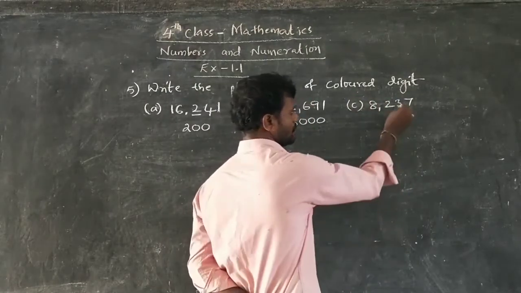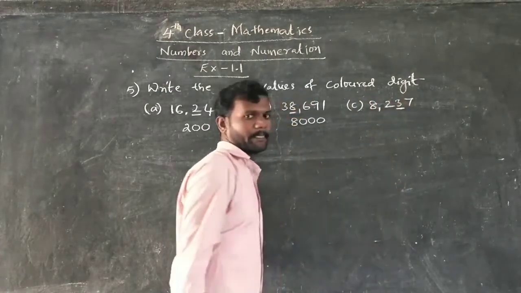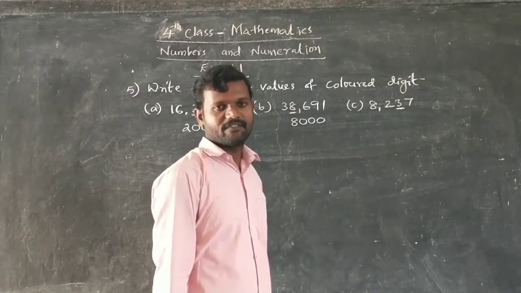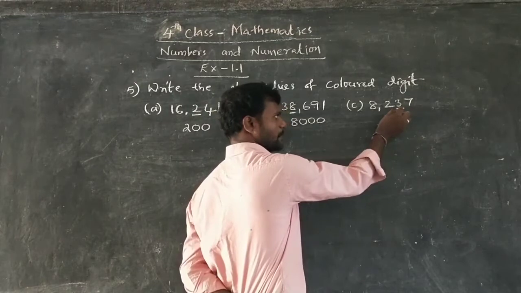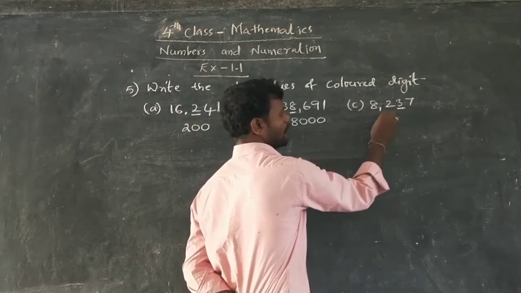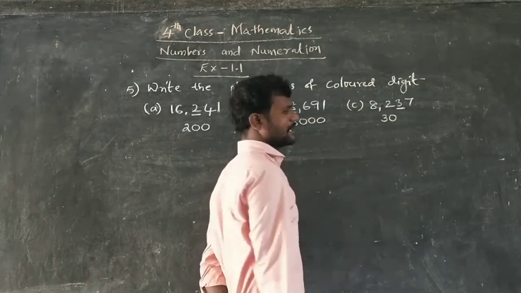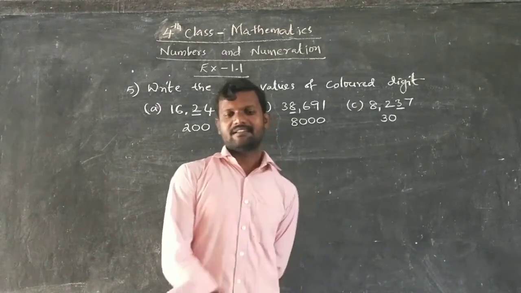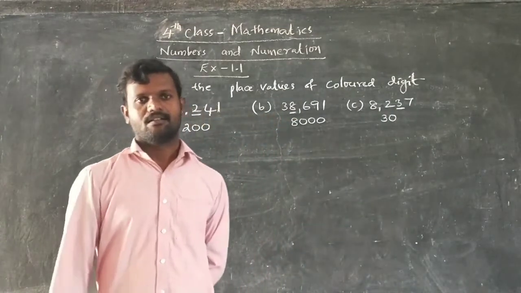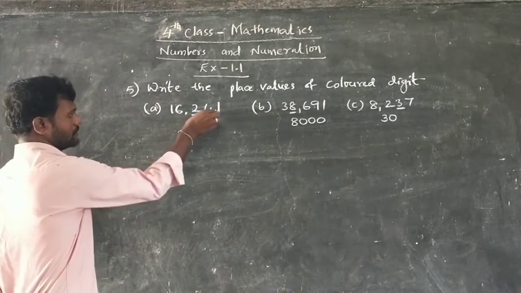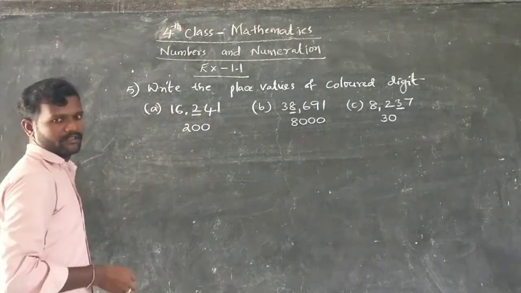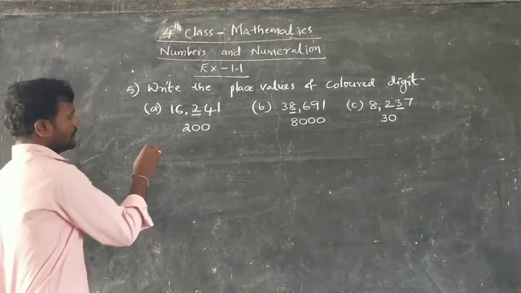8,237. So 3 is colored here. What is the place value of 3? 3 is in which place? Ones, tens place. 3 tens. 3 tens are how much? 30. So that is the place value of 3. It is also a simple bit to write. Okay now. First 2 is here, so write 2. 2 digits are there, 2 zeros. Simply we have written. Next one, D.